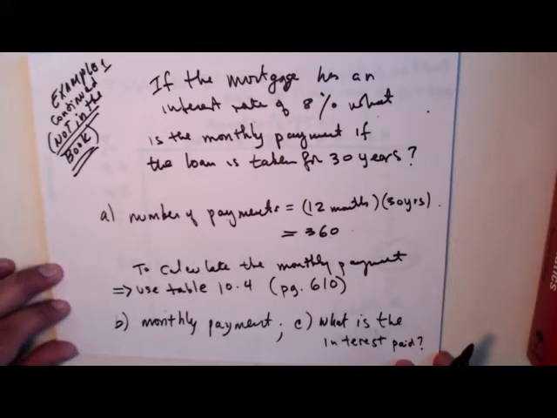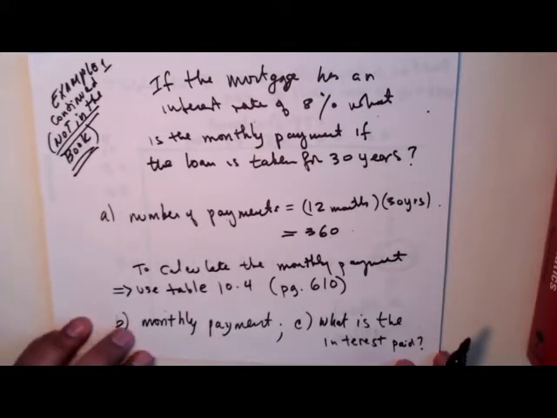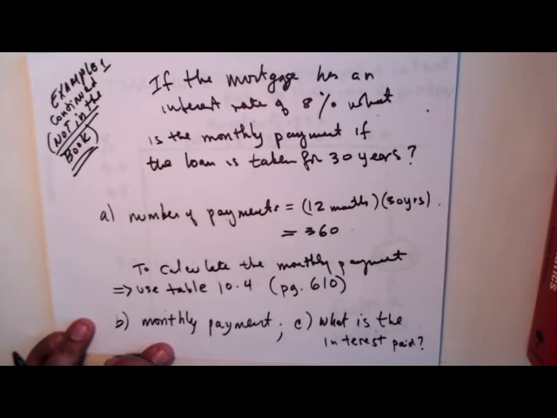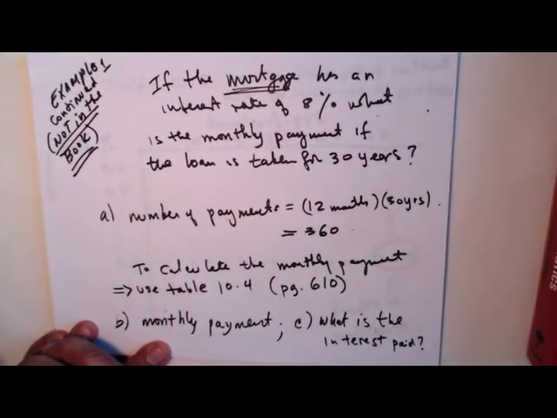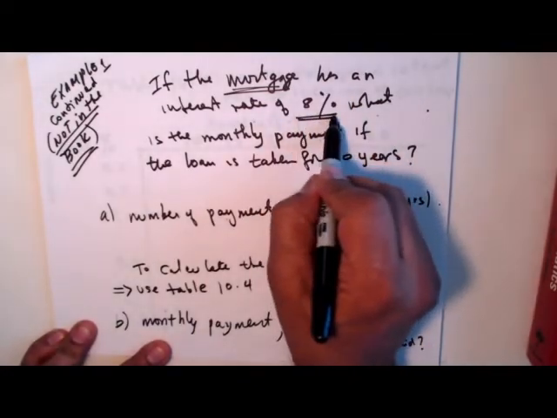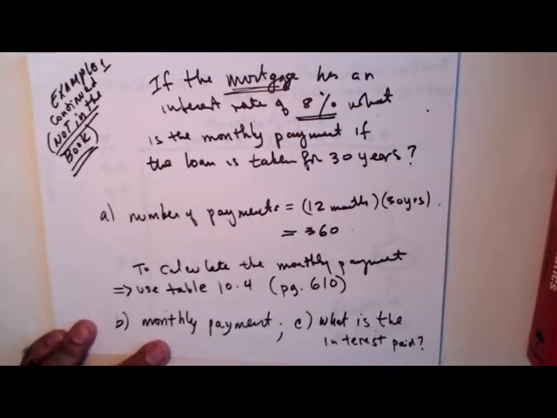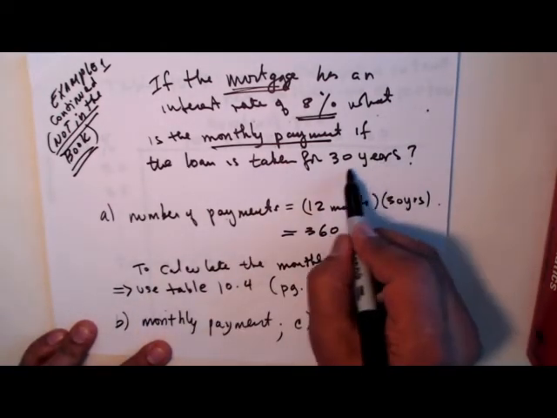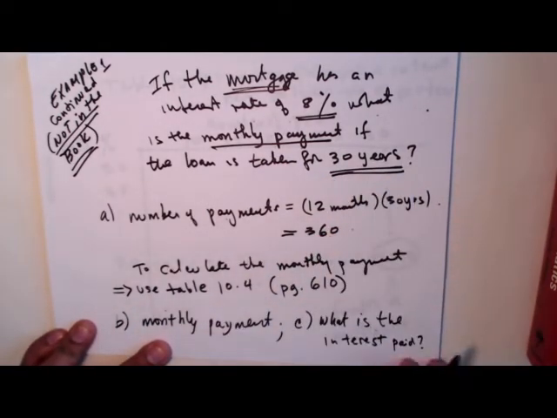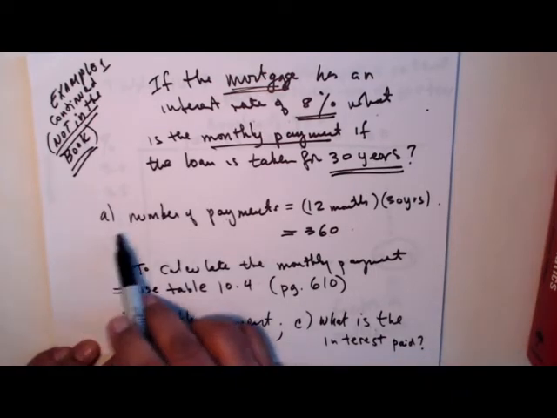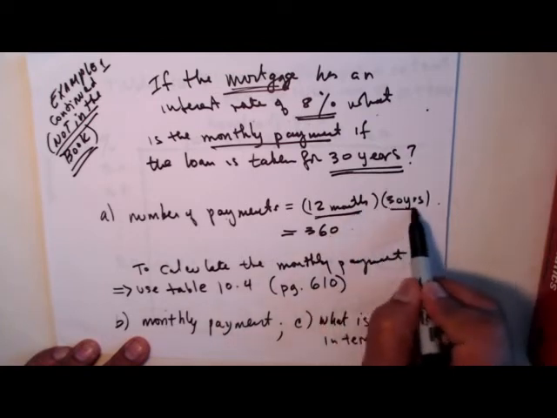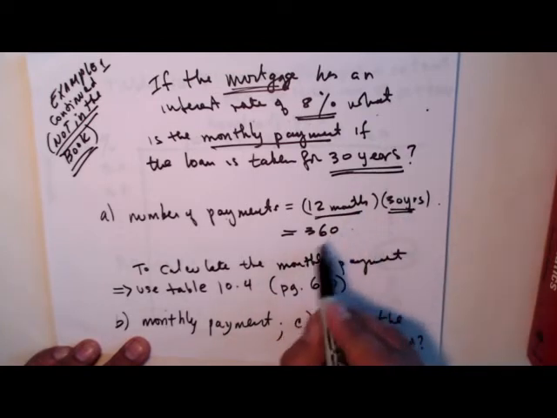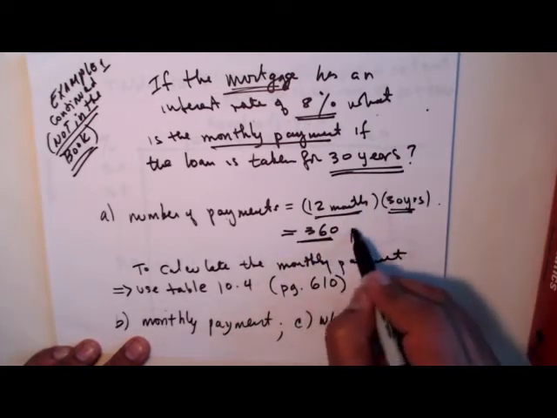And so we have a continuation of the previous example, but now we're saying that the mortgage is going to be taken at the rate of 8%. The question is, what is the monthly payment if the loan is taken for 30 years? So here we have part A. The number of payments will be the number of months that you're going to pay times the number of years, so you get 360 payments.